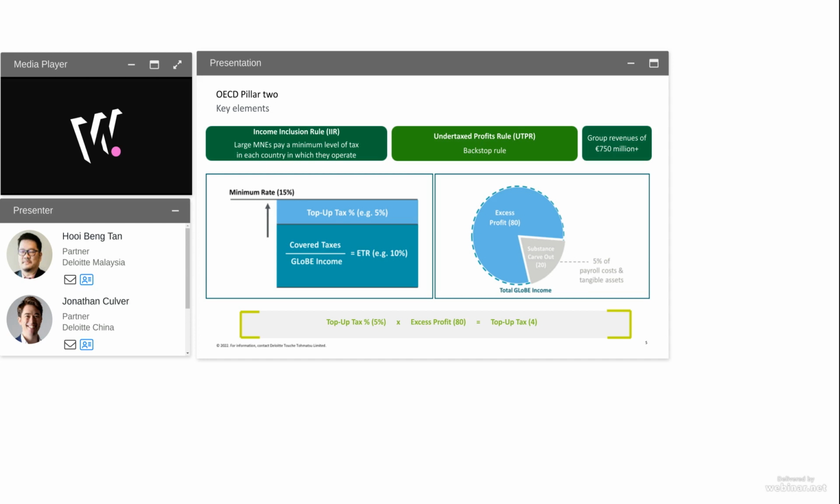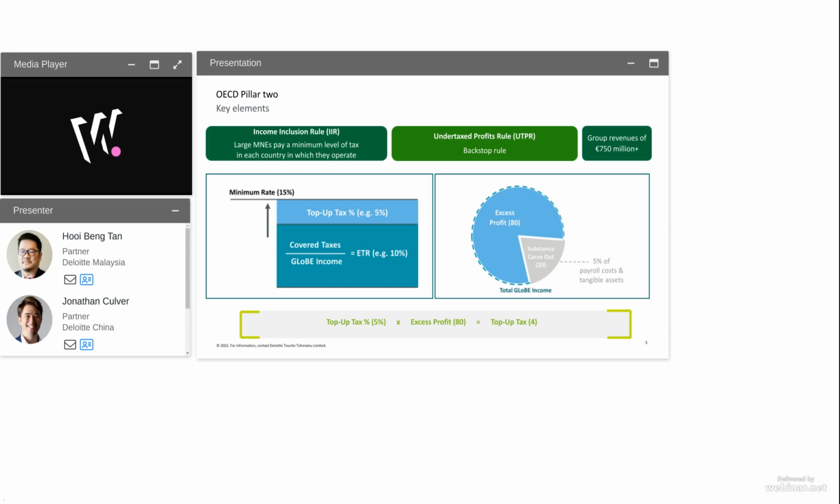To the extent that there is a gap, the top-up tax will be applied to the excess profits in a country, which is essentially an adjusted profit figure according to the financial accounts, less a fixed-rate substance-based return for payroll and tangible assets.